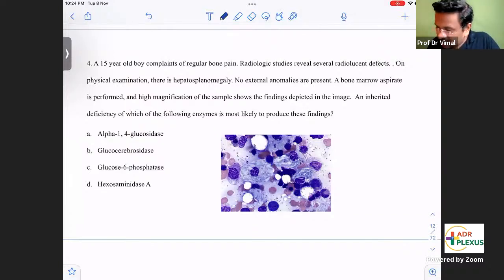Yes. So this is a very important picture which all of you should remember. And here it is a boy presenting with a bony lesion.